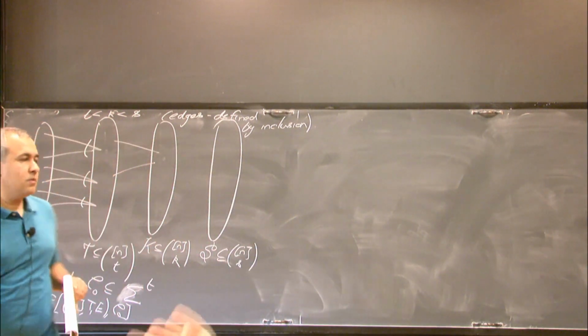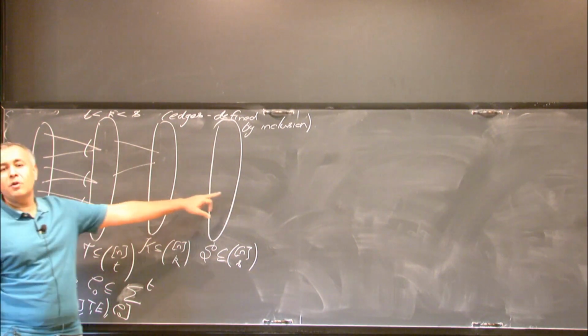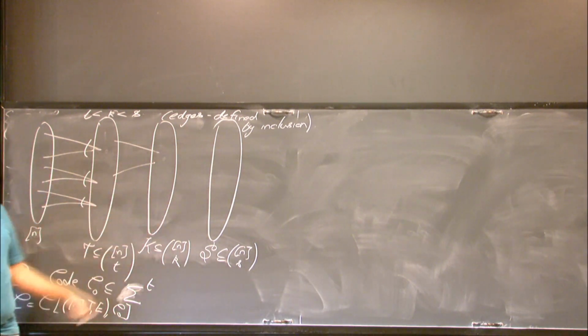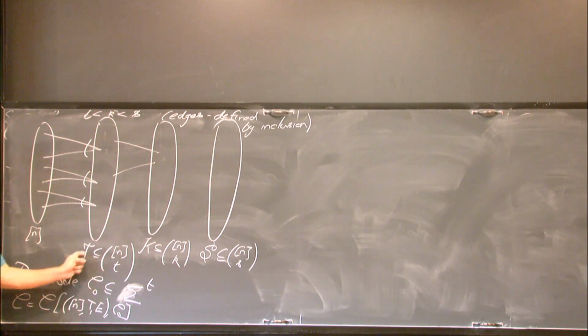Question: you haven't told us what these subsets are yet. Are they going to be random or something? I will want some properties of these layers. If this graph and the base code have some properties, then the lifted code will be locally testable. We don't even know yet how big T, K and S are, or what they look like.